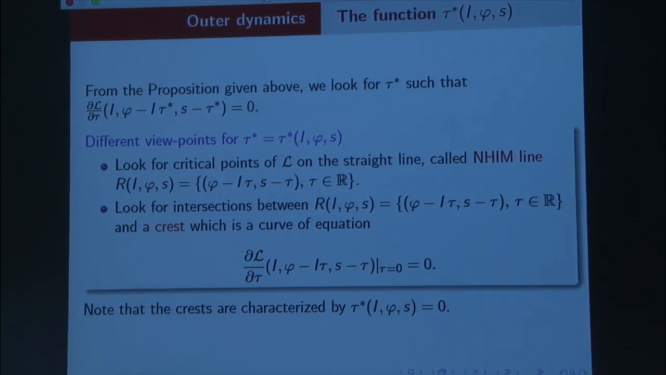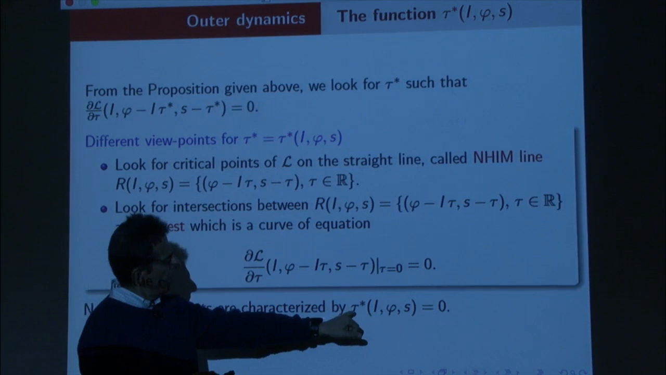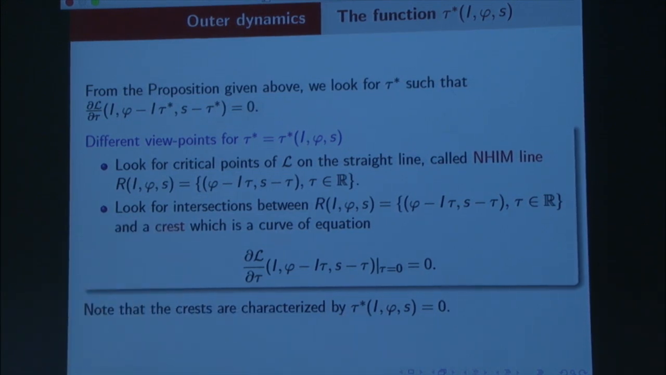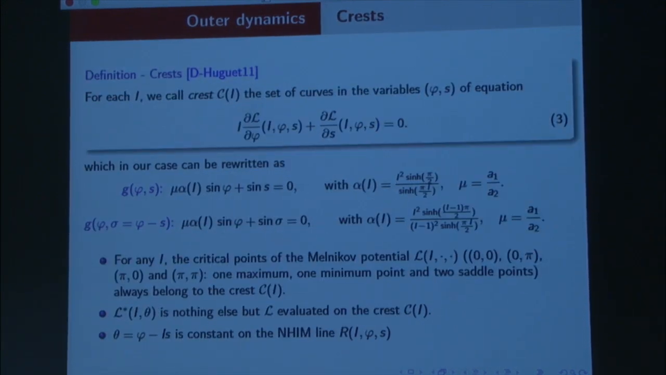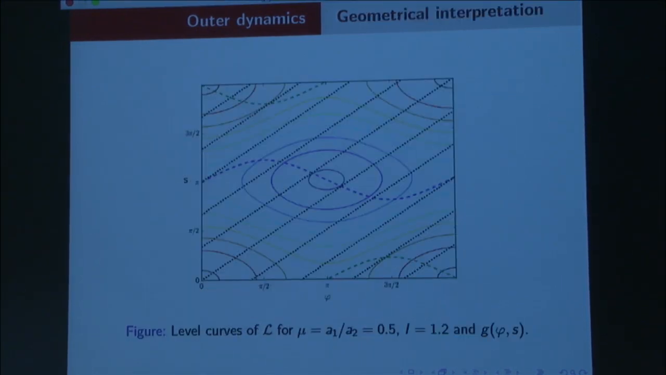These crests are characterized by the fact that this tau star will be equal to 0. So let me do this. I will make a picture in a moment. Maybe I will put the picture and then I will define this. So this is the level curve for the Melnikov potential that I had before. Recall that I had a valley here. I have a minimum here. At some moment there appears a saddle point that is here. Then at some moment appears the other saddle point, and there appears the maximum.